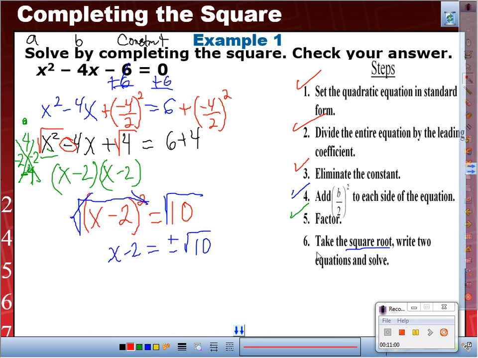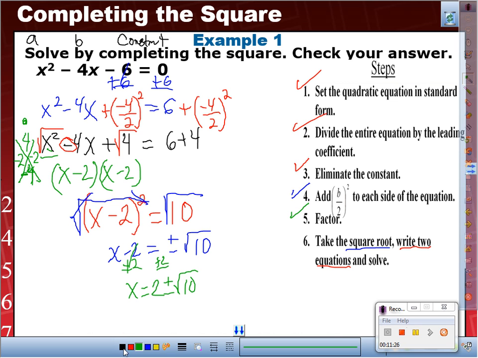So step 6 is take the square root. Did we take the square root to cancel that square? Yes. However, now it says write 2 equations. I can't yet because right now I still have an x and I have something next to it. What do I need to do to get rid of that negative 2? Add 2, add 2. So we're left with x equals 2 plus minus square root of 10.